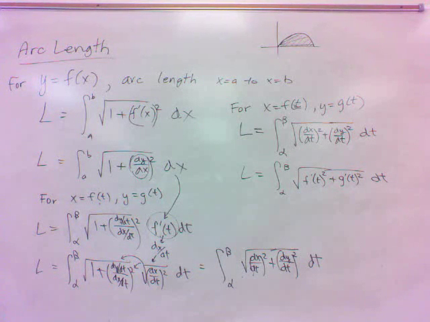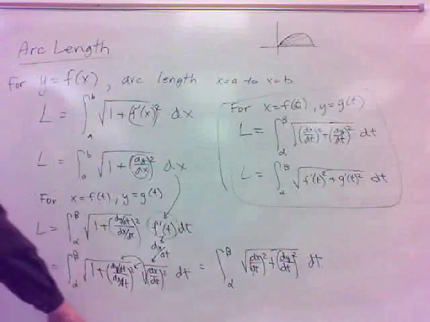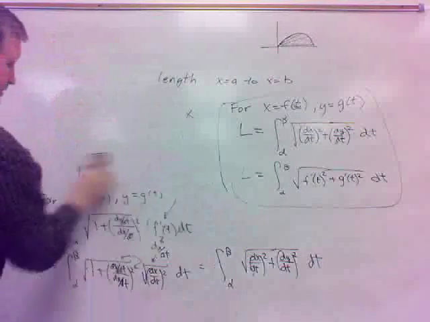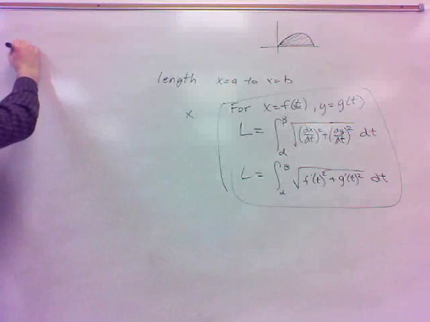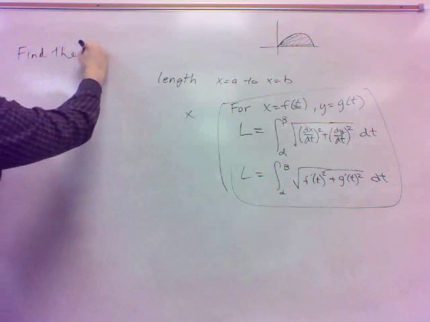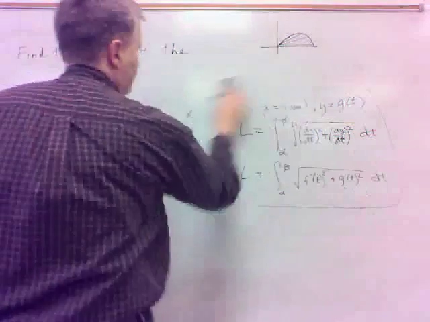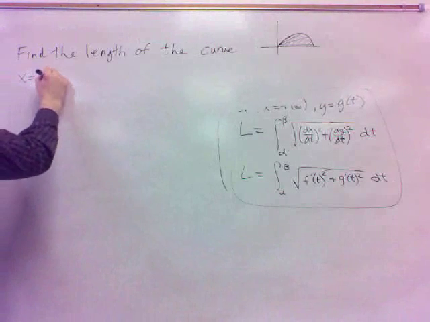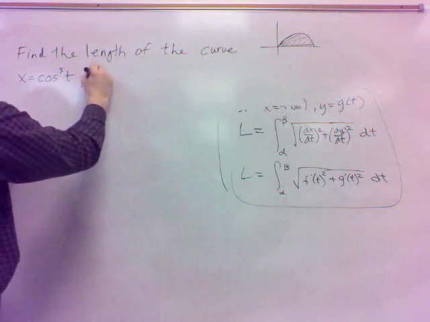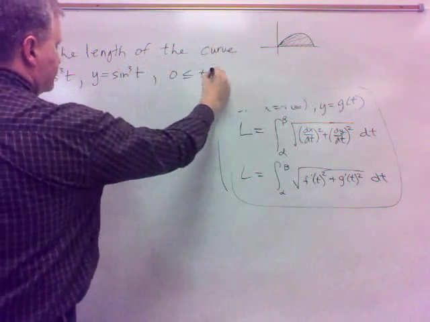All right. Let's do one. Finish out with that. Find the arc length using parametric equations. Specifically these. Okay? Find the length of the curve. X equals cosine cubed t. Y equals sine cubed t, where t is going to go from 0 to pi over 2.